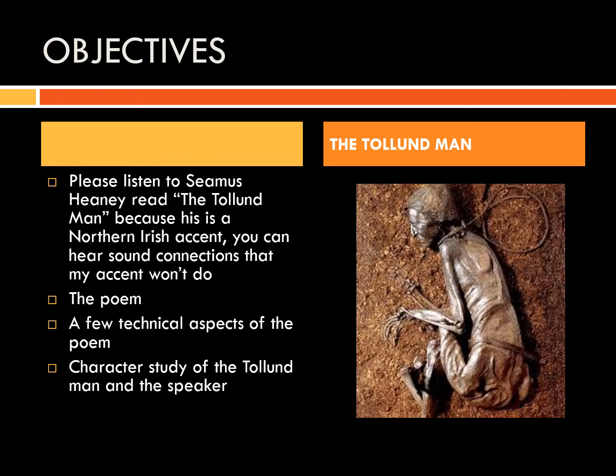I want to, of course, discuss the poem and give you a little background that might be helpful. Then I want to move on to a few technical aspects of the poem. There are so many here that it could be pretty exhaustive to discuss them all, but we are going to look at the whole poem, and I'm going to draw out several technical aspects. And then, of course, a character study of the Tollund Man, the speaker, and the Irish troubles.